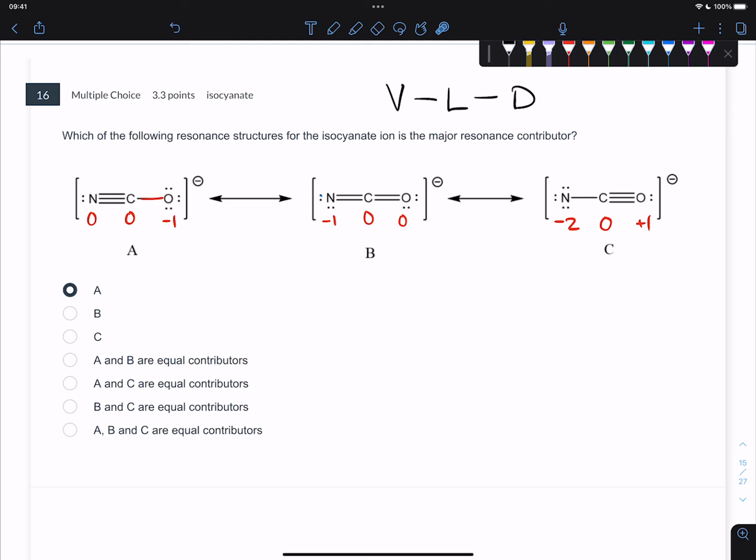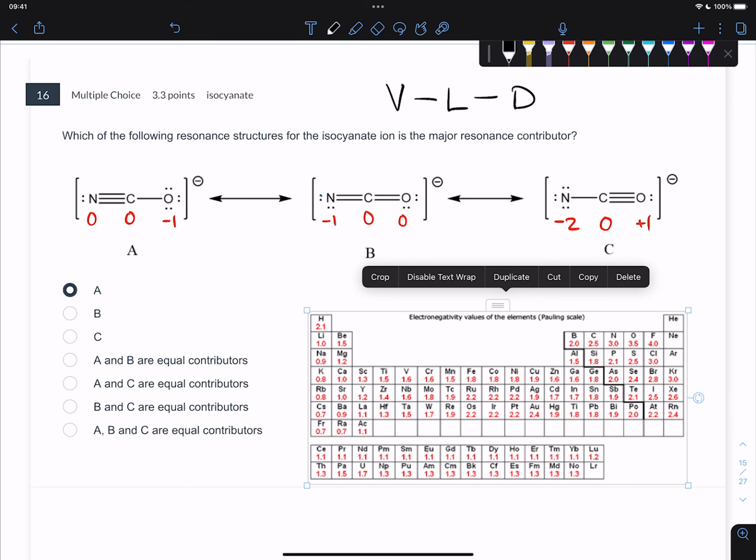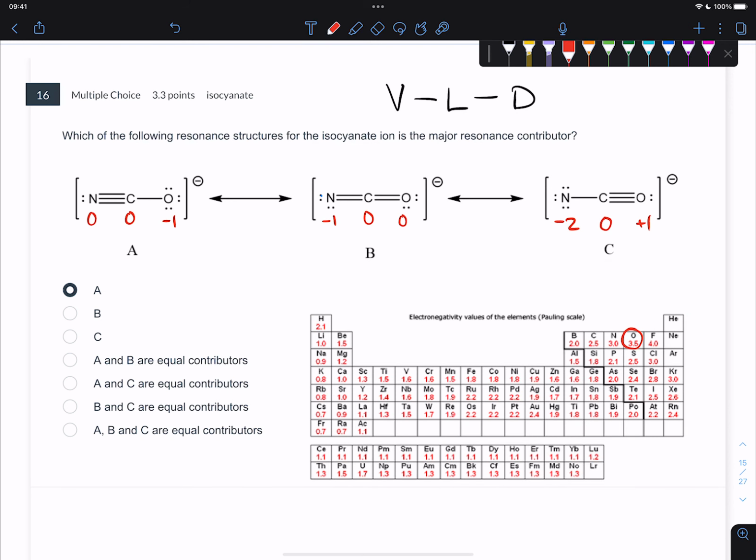But which one is the best option? The answer to that is the one where the negative formal charge is going to go to the more electronegative atom. So if you look at the periodic table, we see here that oxygen is more electronegative than nitrogen, which is more electronegative than carbon.